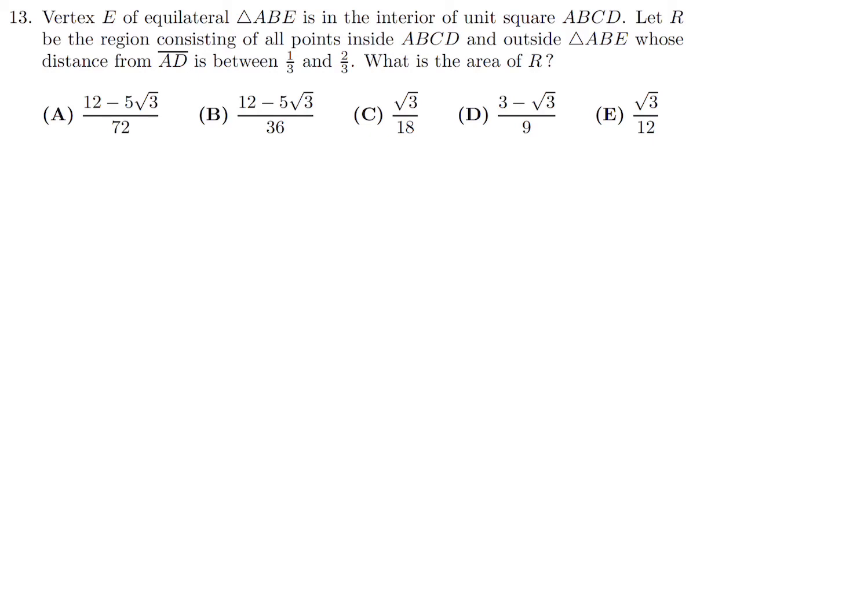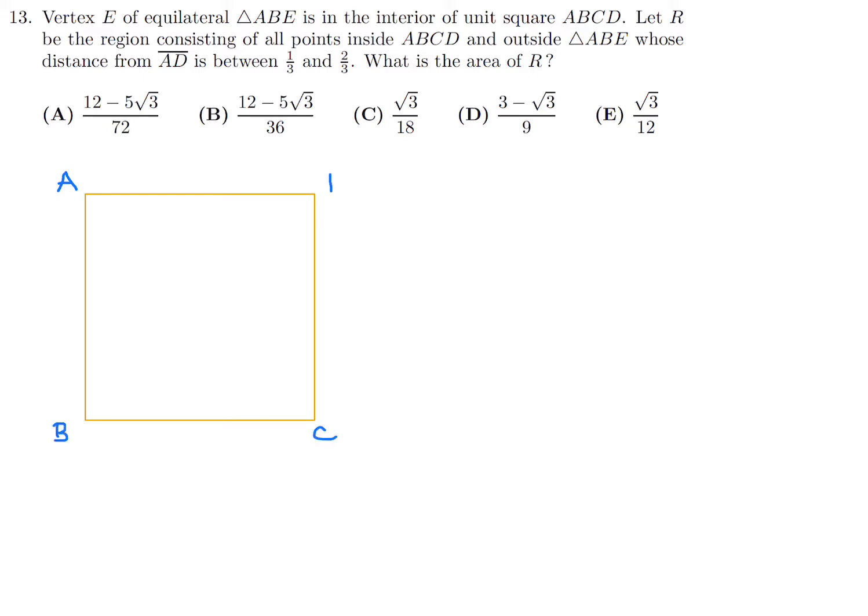Vertex E of equilateral triangle ABE is in the interior of unit square ABCD. Let R be the region consisting of all the points inside ABCD and outside triangle ABE, whose distance from AD is between 1/3 and 2/3. What is the area of R? Let's draw a diagram and explain this question.